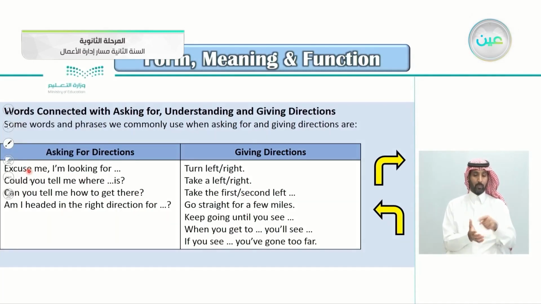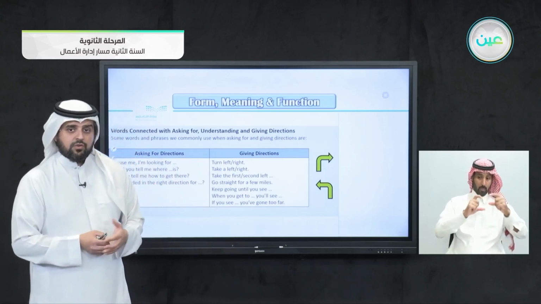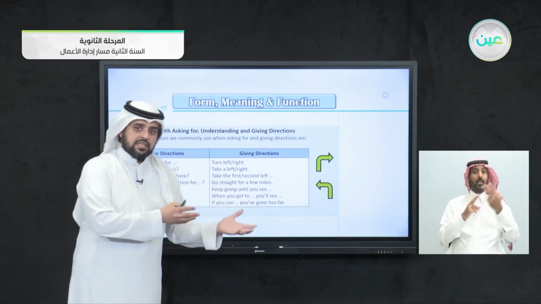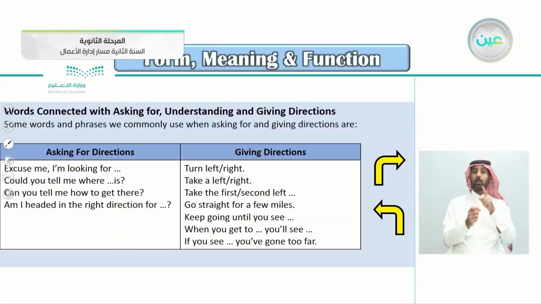The first one here: "Excuse me, I'm looking for." Then you can say what you are looking for. "Excuse me, I'm looking for the bank." "Excuse me, I'm looking for a hotel." So that this man will provide the directions for you. So this is how to ask for a direction. "Excuse me, I'm looking for the bank," for example.